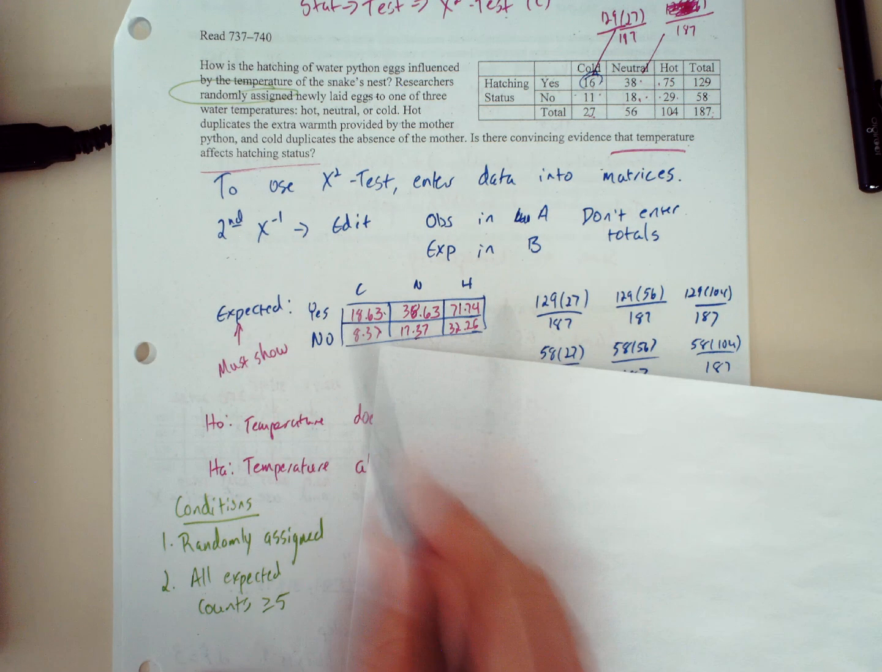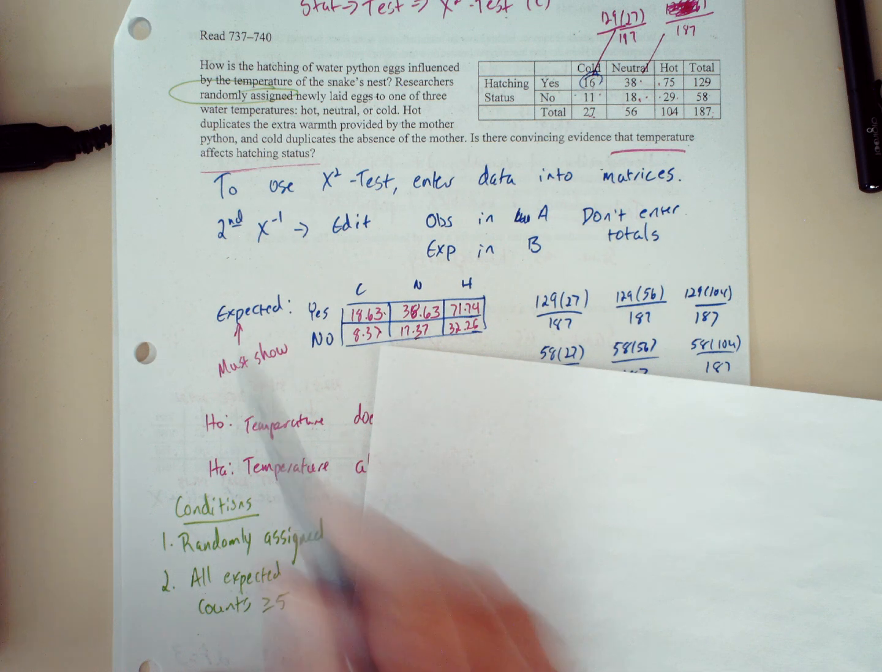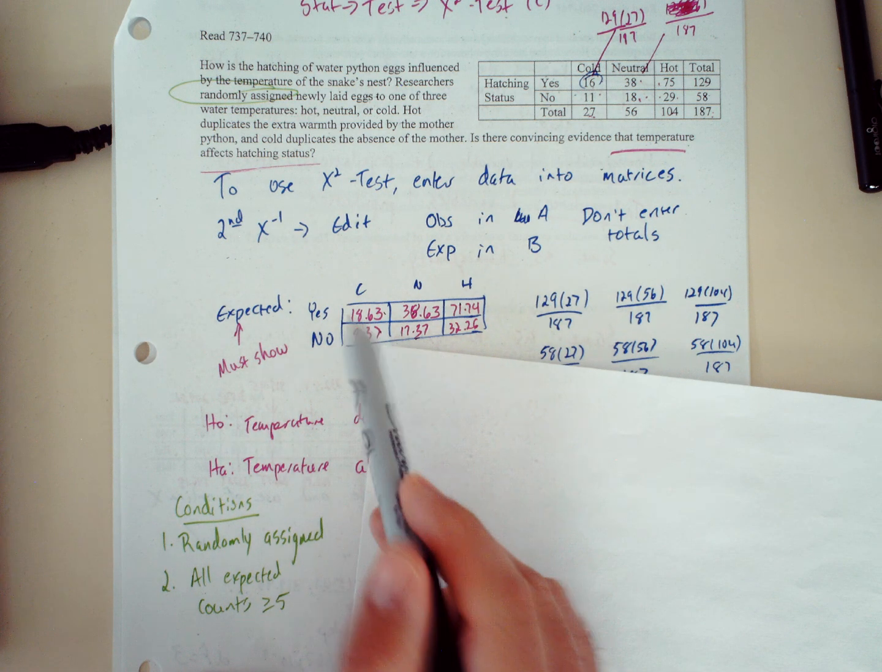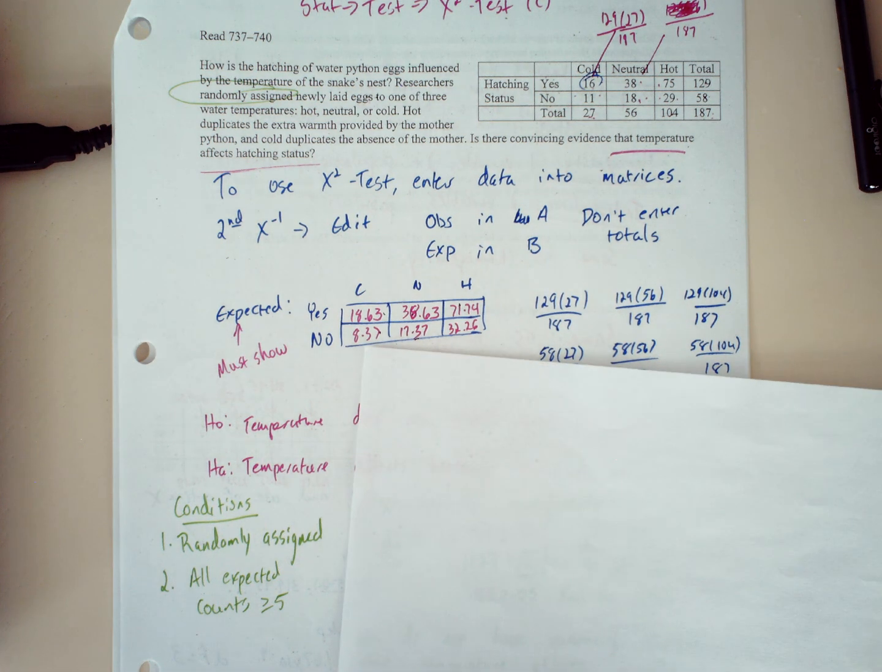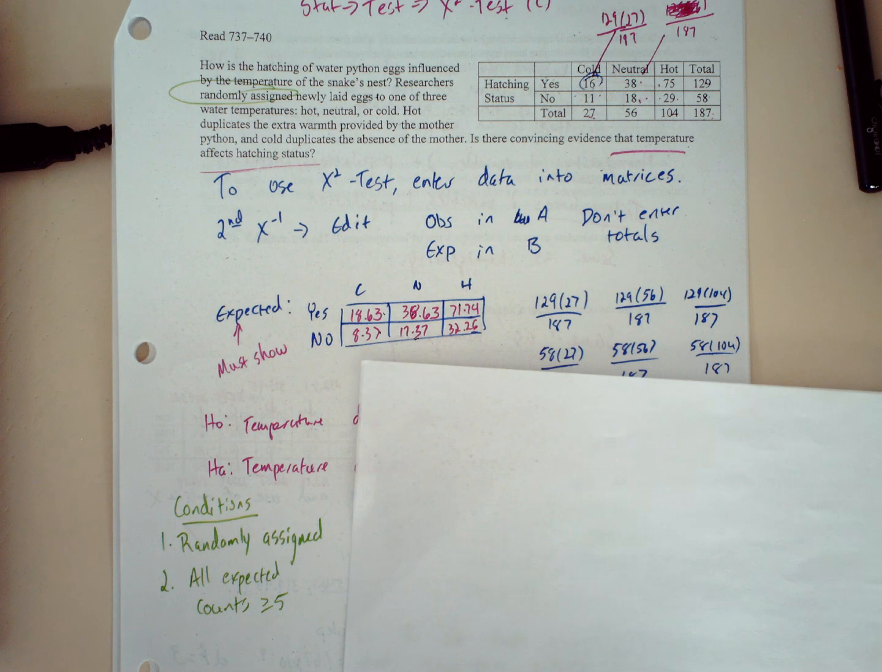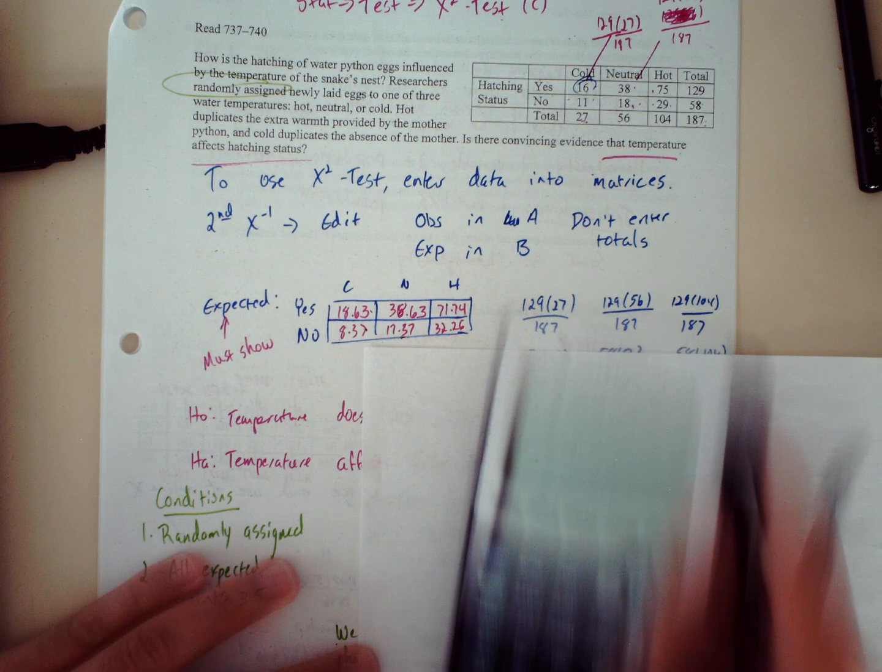Because if you just show this and you just say all expected counts are equal to 5 without specifying these are the expected counts, you will not get full credit. All right, so we've done our conditions, we've done our hypotheses, we know we're running a chi-squared test. So now it comes into the calculator.